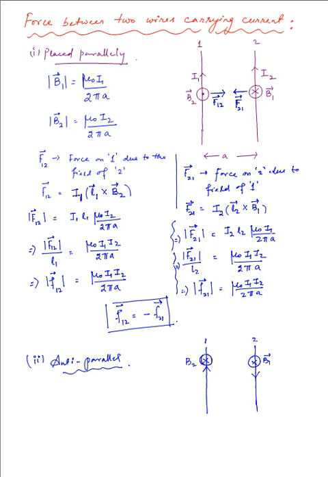So this is B2. Now, if you take the cross product, L1 cross B2 gives the direction of the force along this direction, that is F12. Similarly, L2 cross B1 will be in this direction, that is F21. They are still action and reaction forces because they are equal and opposite when considered as force per unit length.